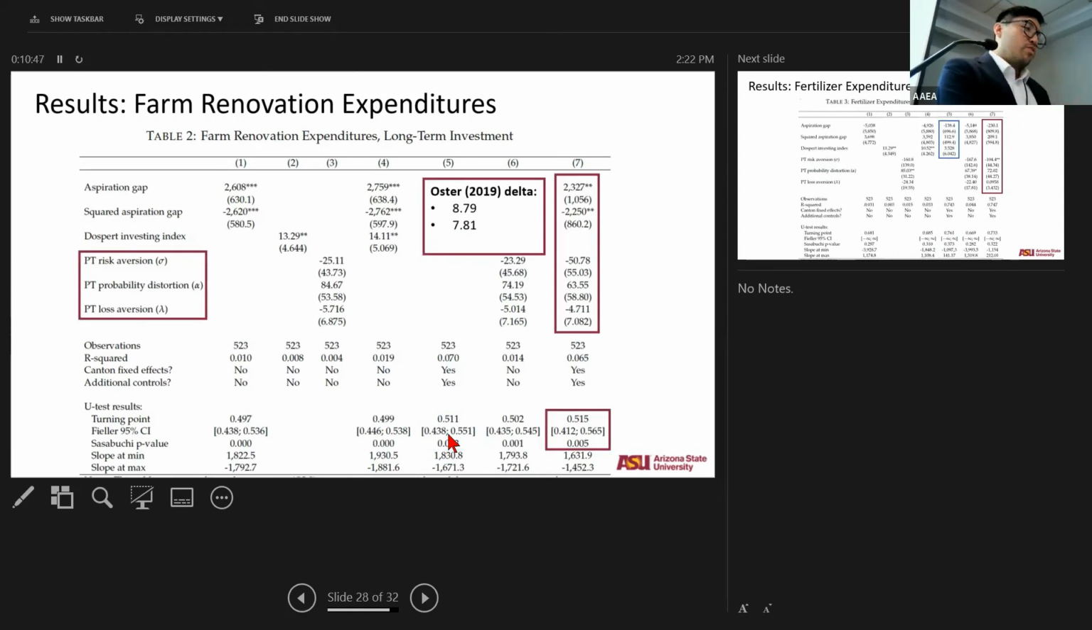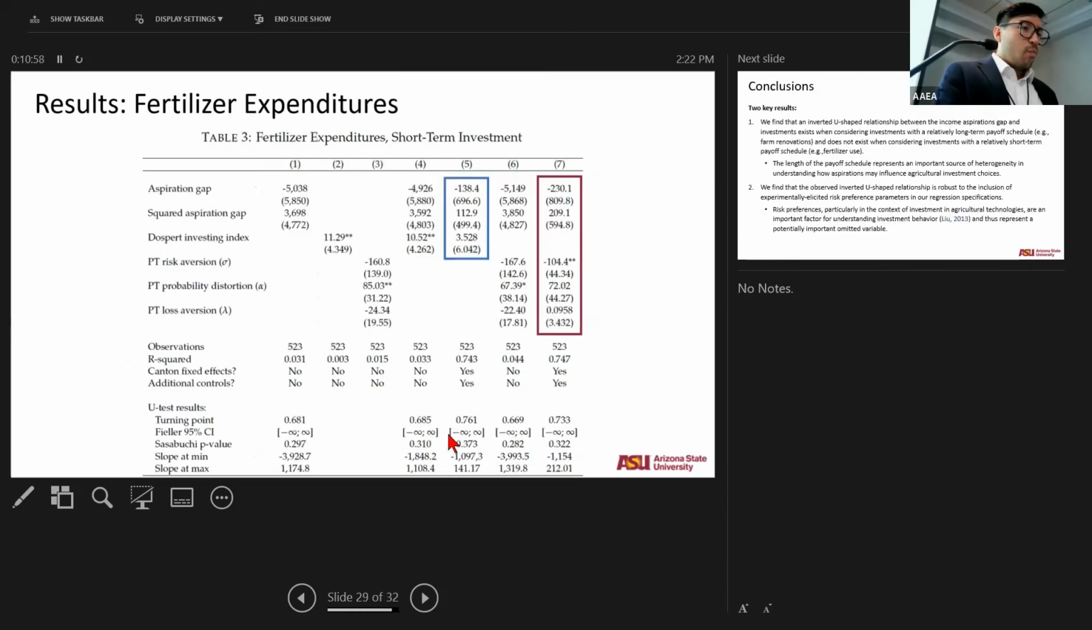When we control for prospective risk preferences, we found the same results. So regardless of the type of risk preferences that you control for, this inverted-U relationship holds. But when we take into account short-term investments, which is fertilizer expenditures, this relationship doesn't hold. Neither when we control for the DOSPER investing index, which is the regression here in column 5, nor for prospective risk preferences, there is no relationship at all. The only thing that actually came out significant was the parameter of risk aversion for short-term investment, which makes sense.